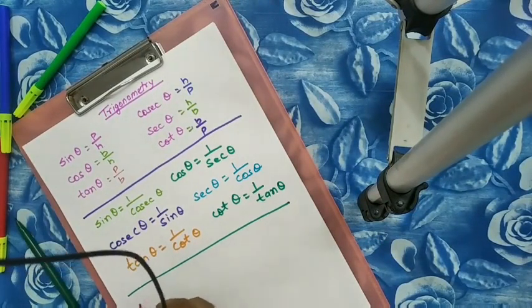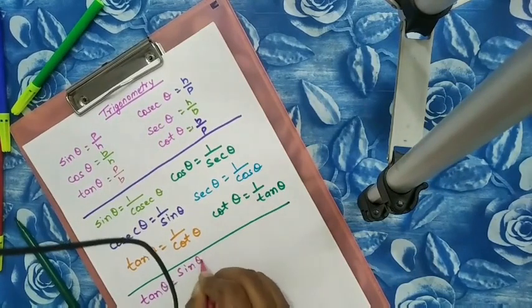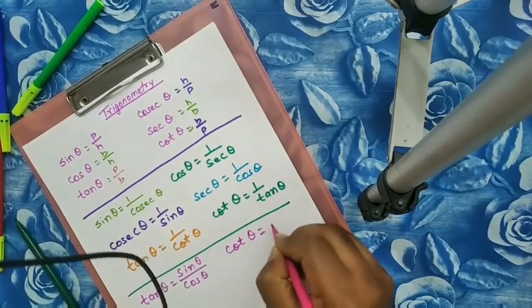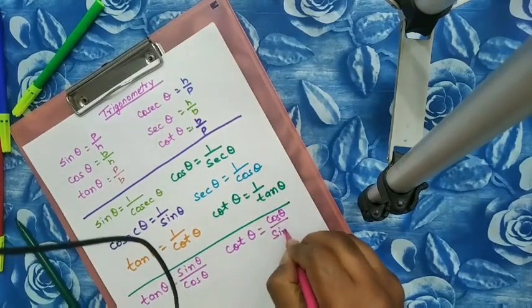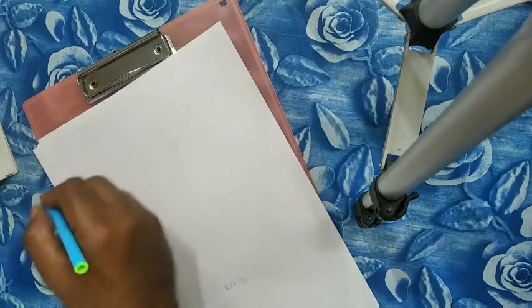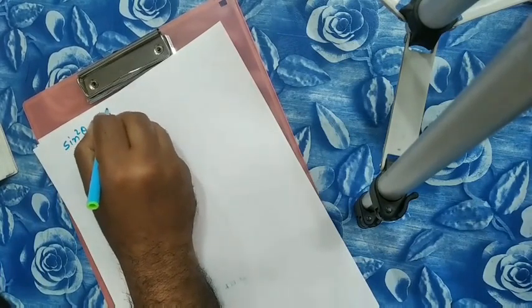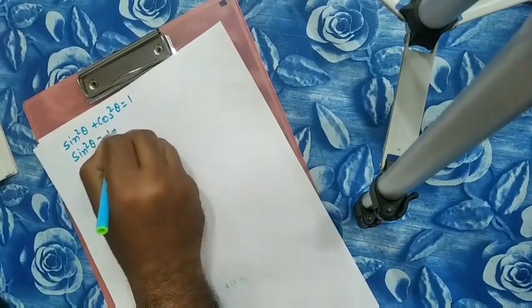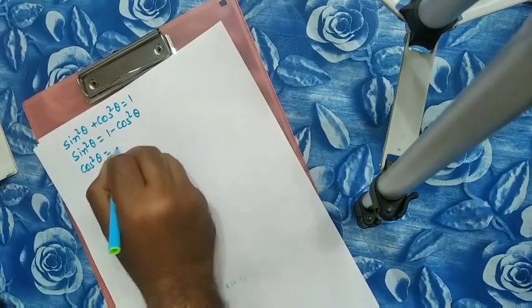We have also studied that tan theta is equal to sin theta by cos theta, and cot theta is equal to cos theta by sin theta. We have also studied sin square theta plus cos square theta is equal to 1, or sin square theta is equal to 1 minus cos square theta, or cos square theta is equal to 1 minus sin square theta.